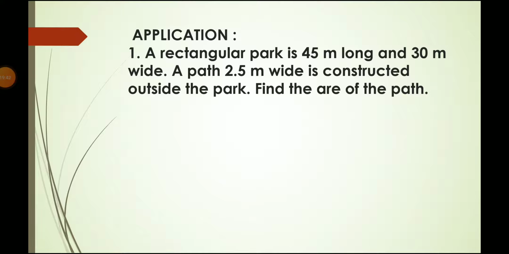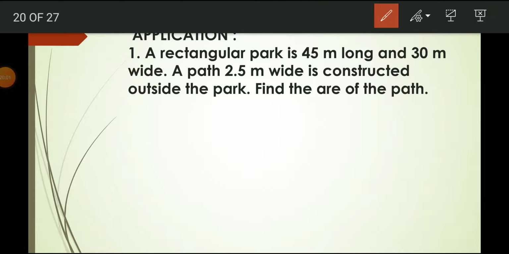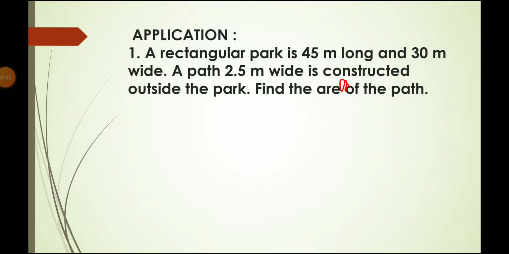Okay, so the first one is the application sum. A rectangular park is 45 meter long and 30 meter wide. A path 2.5 meter wide is constructed outside the park. Find the area of the path. Here it is area. They gave one rectangular park. You just imagine.